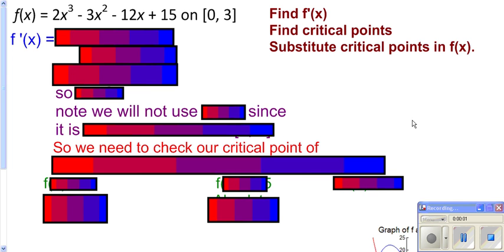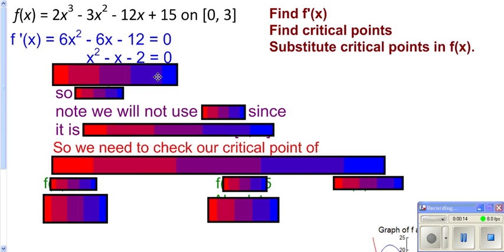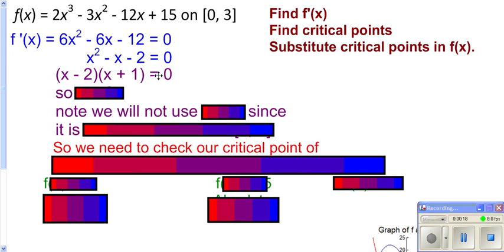We'll just continue to do this. So you want to go ahead and find your derivative. Set your derivative equal to 0 and solve it. I'm going to make it easier here by dividing everything by 6. Does factor quite nicely. So we get a critical point of 2.